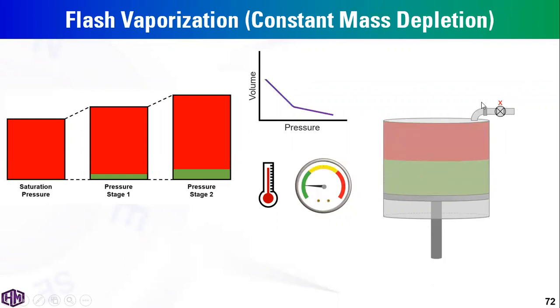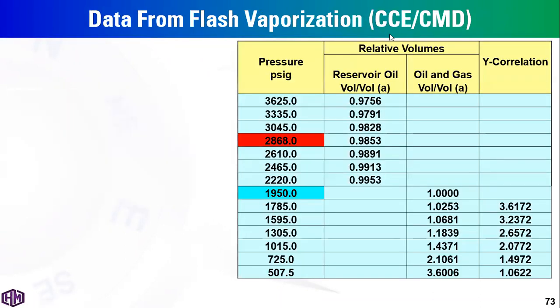You have to keep in mind this valve is closed, which means the gas will always be in contact with the oil, which means we have constant composition expansion or constant mass expansion, which means no change in composition with pressure reduction. And this is the process, simply step by step.